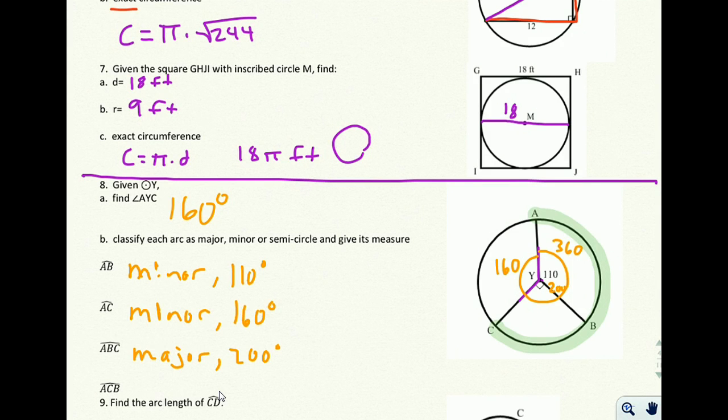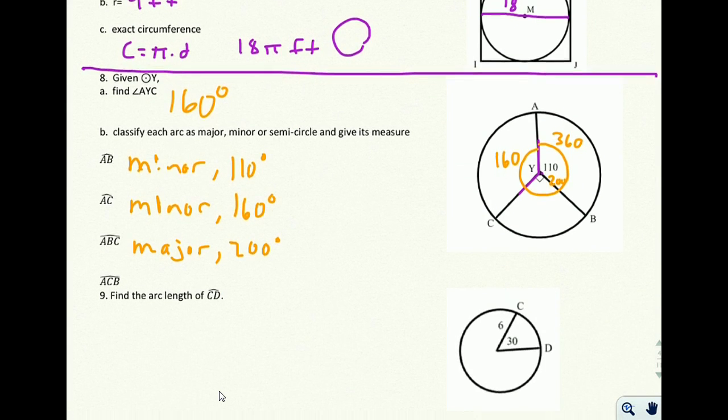And then the next one, ACB. Notice how it's the same letters as ABC, but a little bit different because it says go to A, then go through C, and then continue on all the way to B. So that is a different arc than what we drew earlier. We add up our two components. We have 160 degrees and 90 degrees, and together that forms 250. So that is a major arc, because it is more than a half circle. 250 degrees.